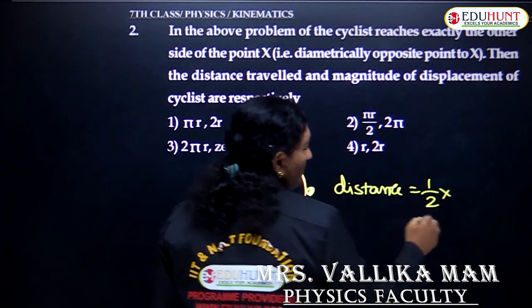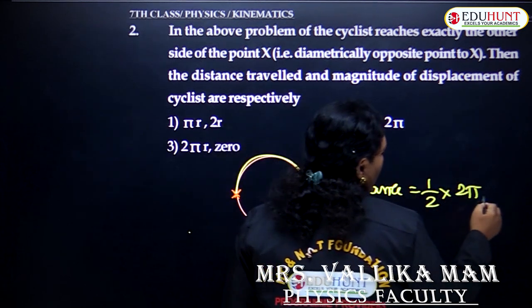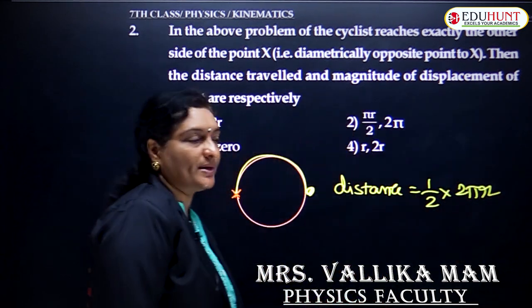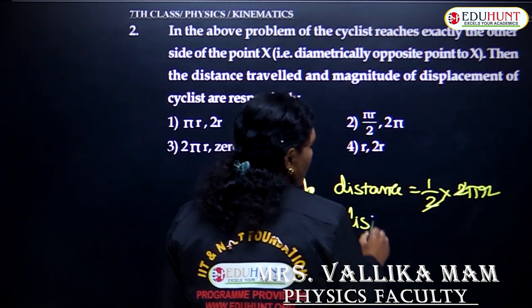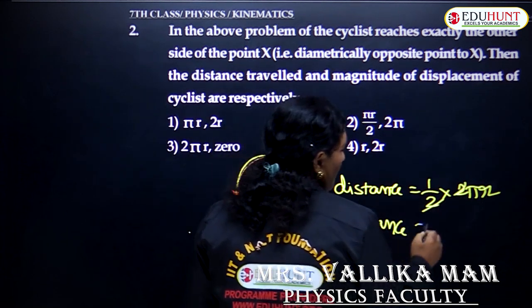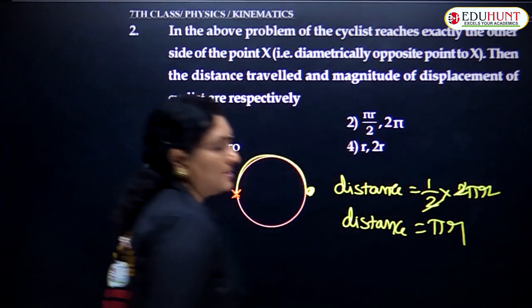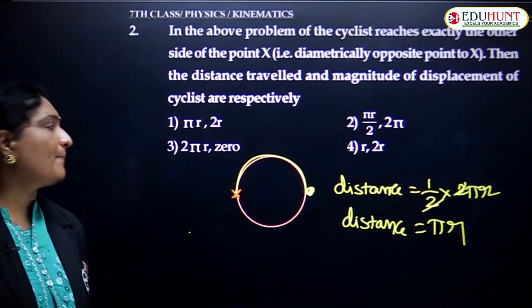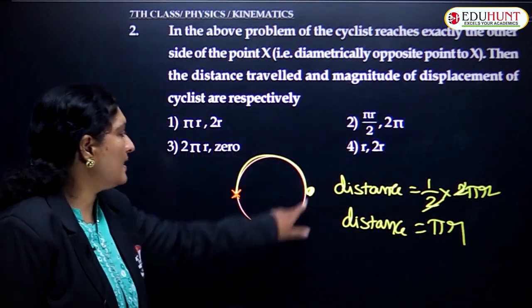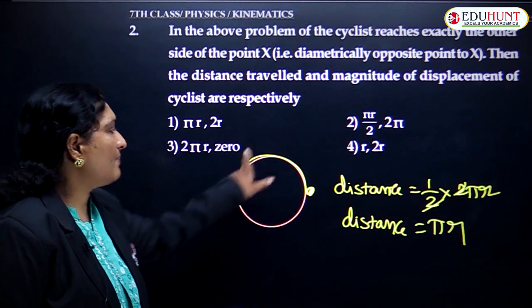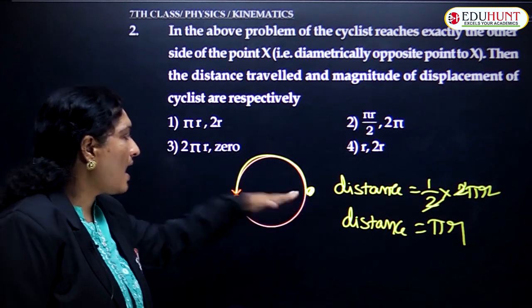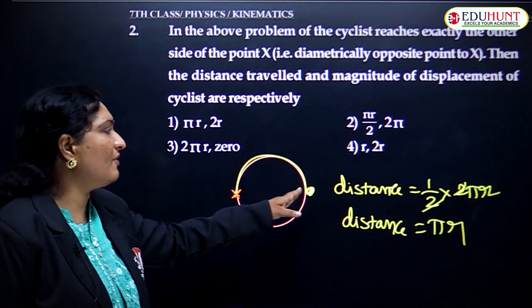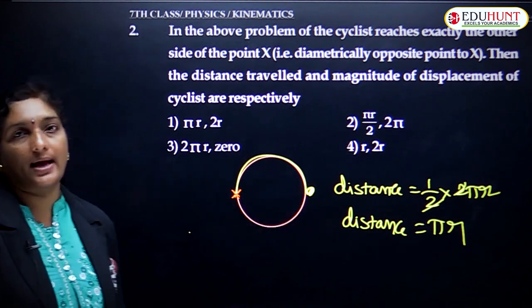So distance covered would be half of the circumference. Circumference means 2 pi r. So, what is the answer, children? The distance covered by the cyclist is pi r. Total length is 2 pi r. From here to here, diametrically opposite, means half of 2 pi r. What is half of 2 pi r? It's nothing but pi r.